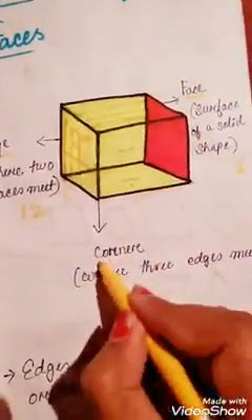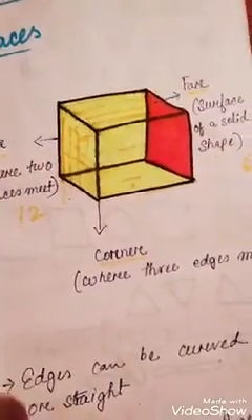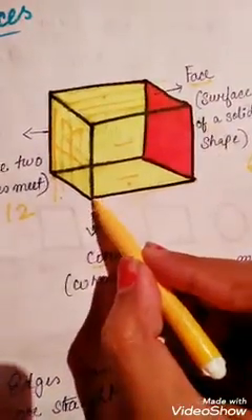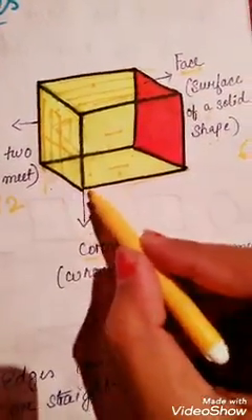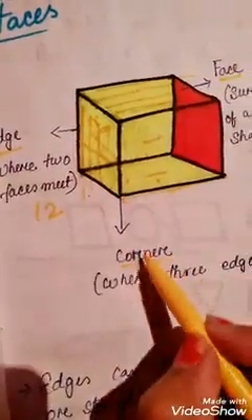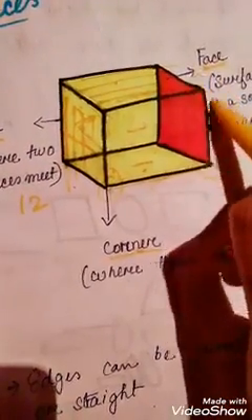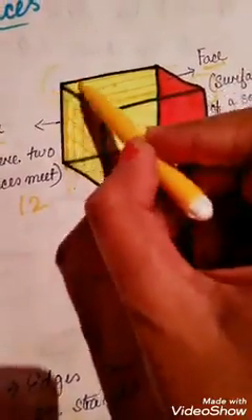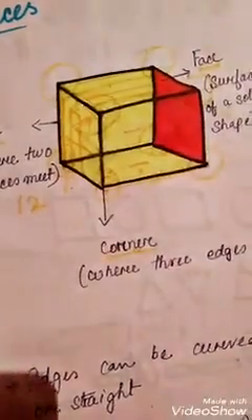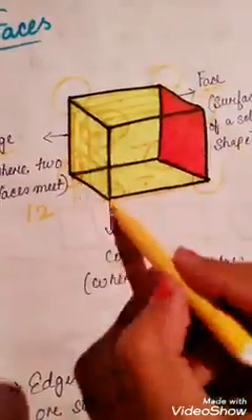Now let's talk about corners. In a solid or three-dimensional shape, a corner is where 3 edges meet. You can see this: 1 2 3. These black lines are called edges, and where 3 edges meet, that is called a corner. This one is a corner, here this one, here this, these are all corners. If you count, you will get 8 corners. If you count them, definitely you will get it.